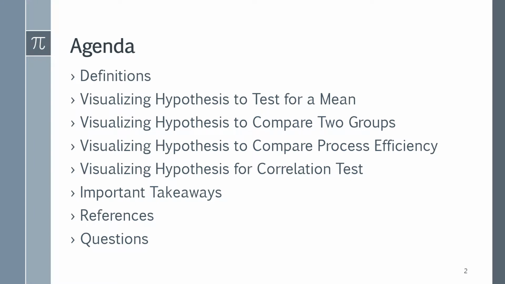The agenda is: definitions, visualizing hypothesis testing for a mean, visualizing hypothesis testing to compare two groups, visualizing hypothesis testing to compare process efficiency, and visualizing hypothesis testing for correlation tests. We look at important takeaways, references, and questions, if any.